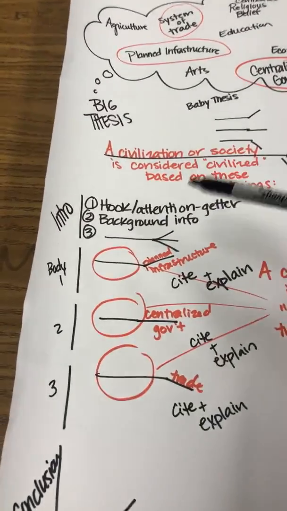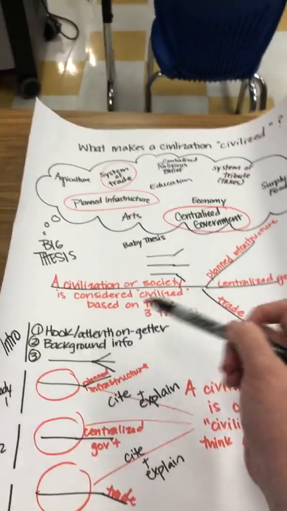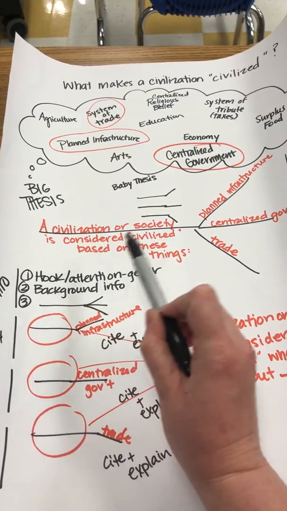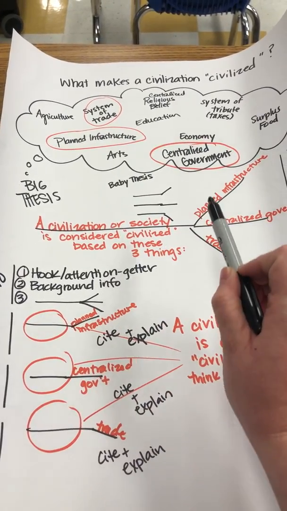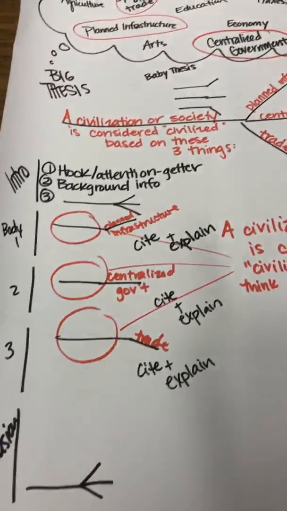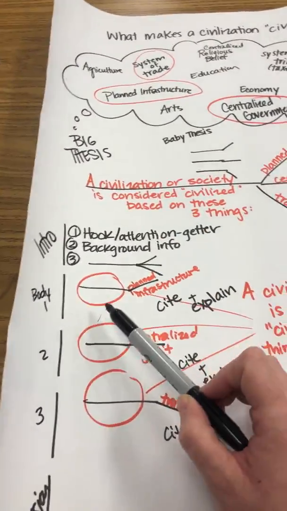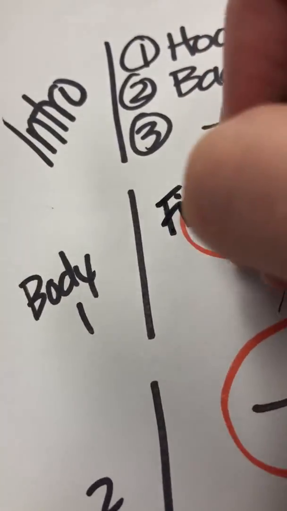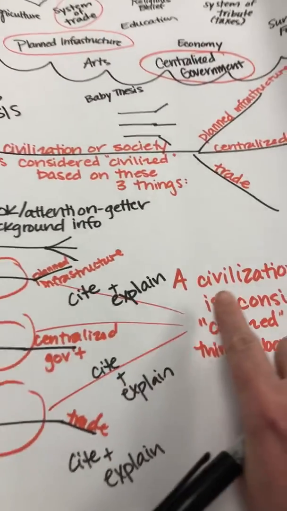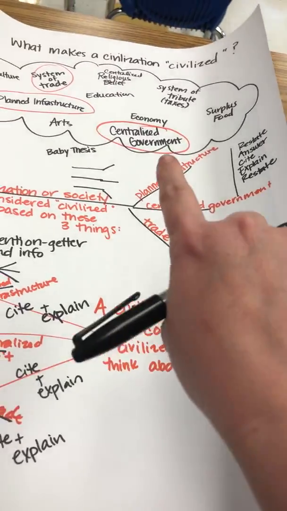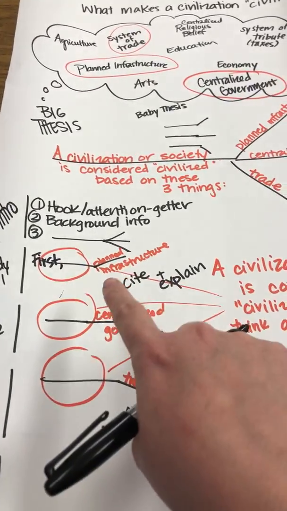So you start with your hook, your background info, and then you state your whole thesis, which is this whole chicken foot. A civilization or society is considered civilized based on these three things: planned infrastructure, comma, centralized government, comma, and trade, period. And that's your first paragraph. And you can start this one because it's the first on the list of three. First, comma, a civilization or society is considered civilized when you think about its planned infrastructure. Boom. Then you can say second.